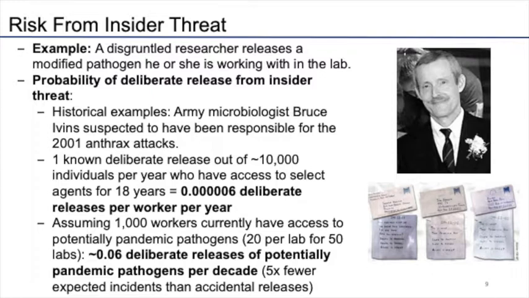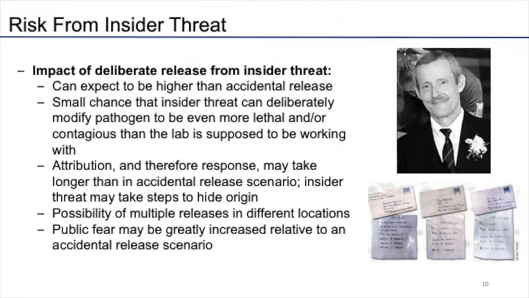Of course, probability is only one side of the equation, so you have to look at the impact of deliberate release as well. And here's where insider threat might be more threatening than an accidental release, because an insider threat can control the circumstances of the release, and so there's a small chance that an insider could perhaps deliberately modify the pathogen even more than what the lab was working with to begin with. Insider threat might also take steps to hide the origin of any burgeoning pandemic, and so attribution would take a little bit longer. That might slow down the response.